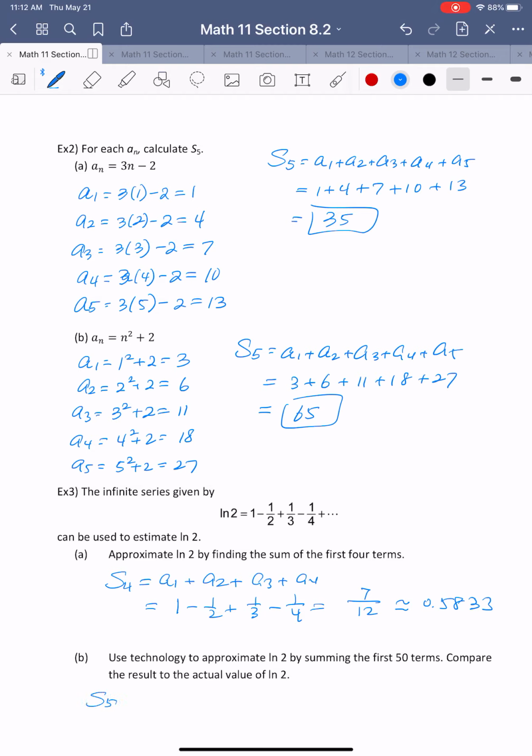So S sub 50 means you get the pattern of 1 minus 1/2 plus 1/3 minus 1/4 plus 1/5 minus 1/6, all the way to the last term, which is going to be a negative term, negative 1 over 50. The sum is about 0.6832. And then ln 2 to compare is 0.693147. So very similar, right? Okay, let's look at the next page.